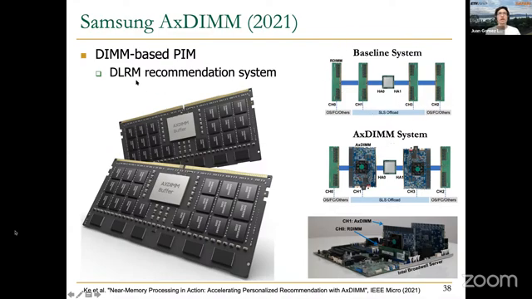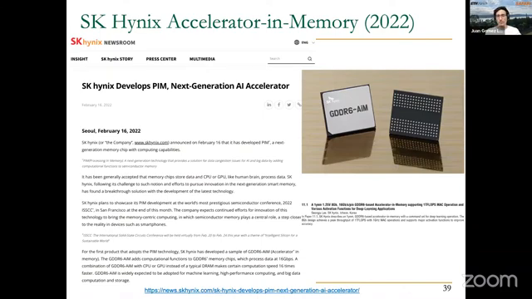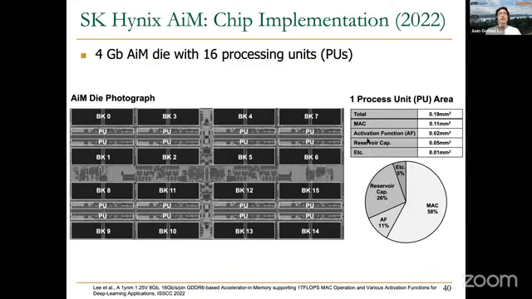The example here is a recommendation system that they tested in their first prototype. But Samsung is also not the only major vendor that is exploring and designing processing-in-memory devices. SK Hynix is another major DRAM vendor that announced last year their GDDR6 AiM accelerator.